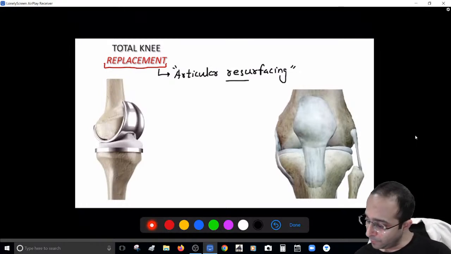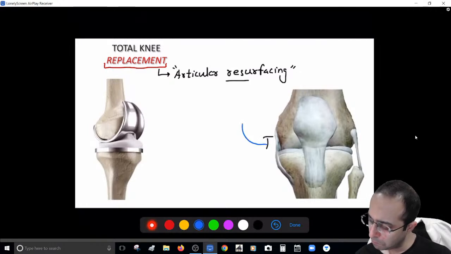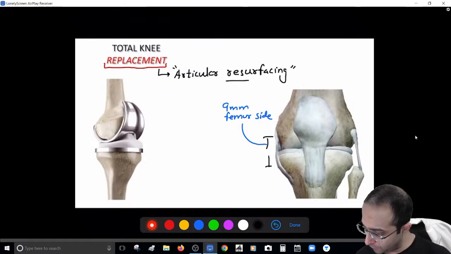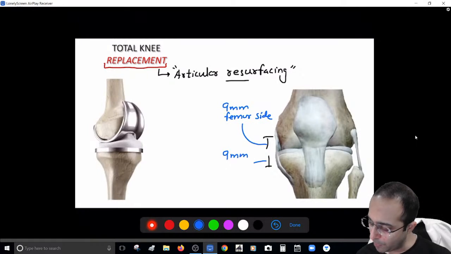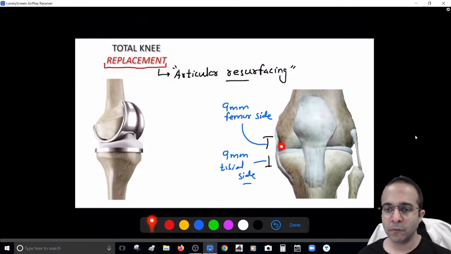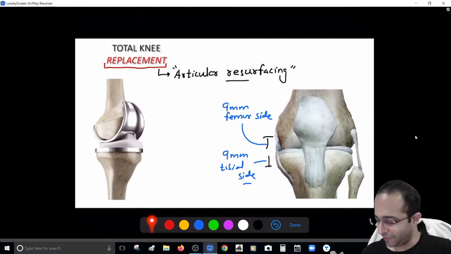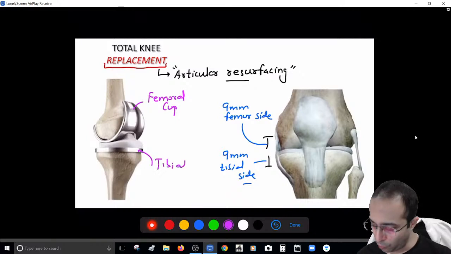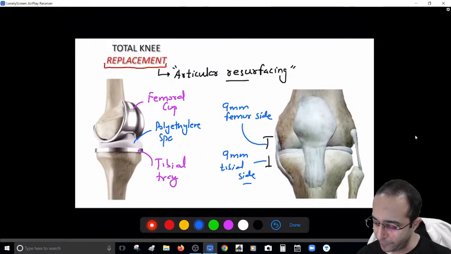See, we remove almost like, say, 9 mm of bone on the femur side. We remove almost like 9 mm of bone on the tibial side, and within this 18 mm we fit in our implant. In fact, I'll tell you, in a knee replacement surgery you have a femoral cup. Lower side, you have a tibial tray, and in between the two, you have what you call as a polyethylene spacer.